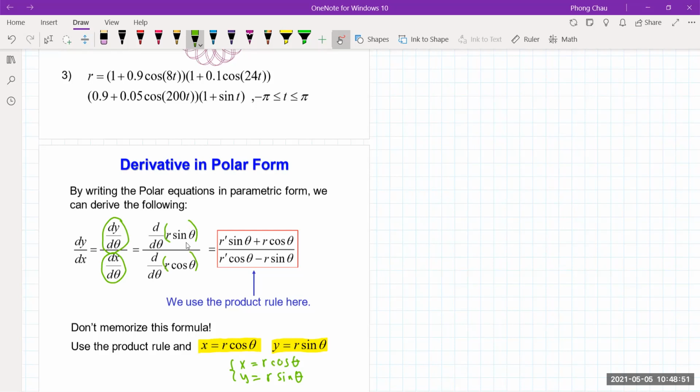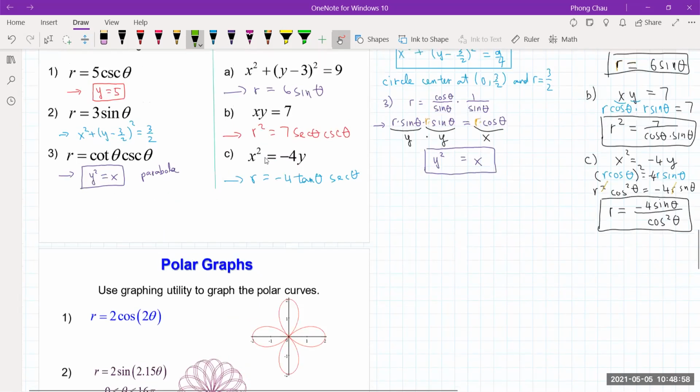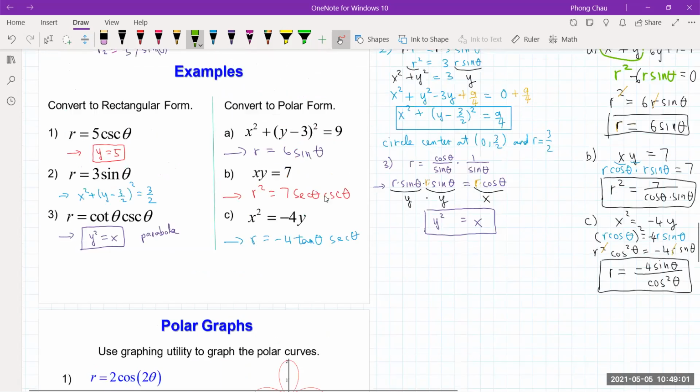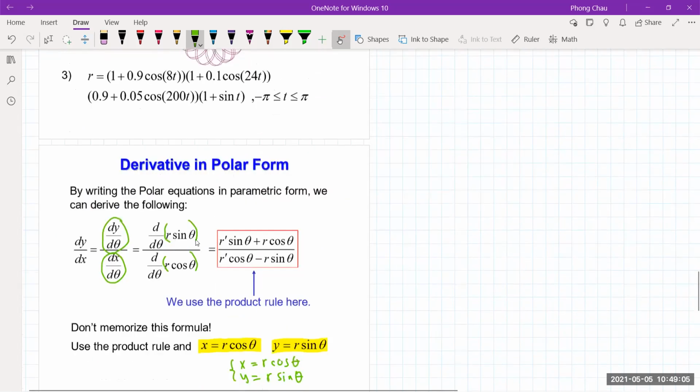Now, one thing you should keep in mind is that r is a function of theta. Look at this: r equals 6 sine theta, that's this, right? r is negative 14 secant theta. So r is a function of theta. So when you take a derivative of r times sine, this is actually a product, so you have to use the product rule there. So that's the derivative of r times sine plus the derivative of sine, which is cosine, times r. Same thing for the bottom. You use the product rule here.